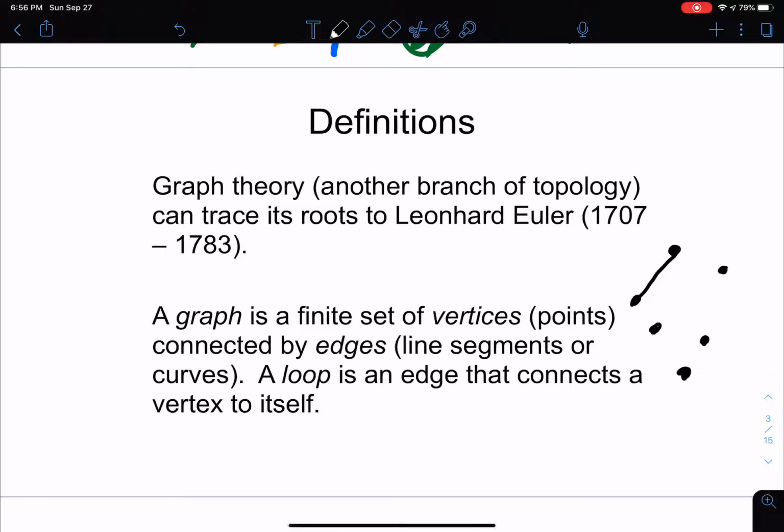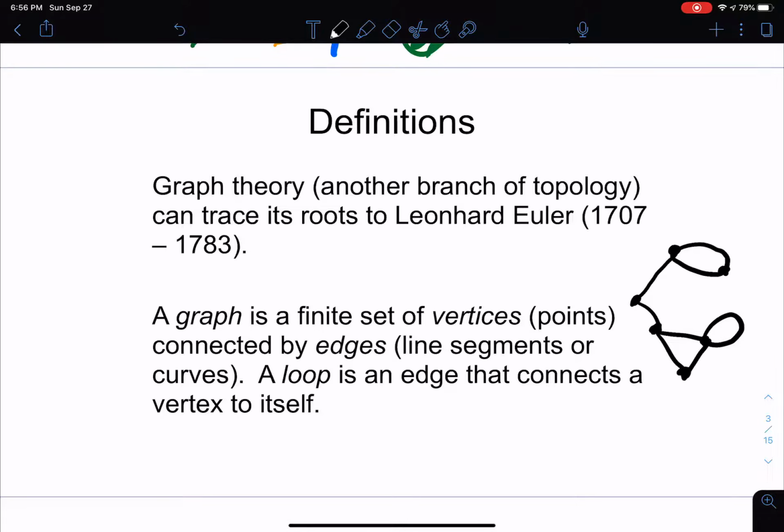Now, edges do not have to be straight, like when you think of polygons. They can be curvy. You can have more than one edge coming out of the same vertex. You can have more than one edge connecting two of the same vertices. You can have loops coming out of vertices.